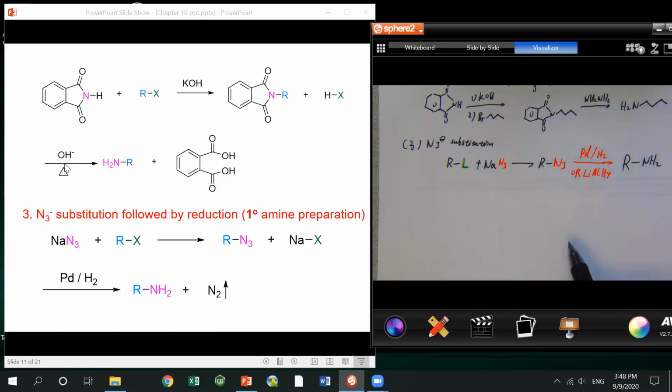Actually, I'm doing this reaction these two days, and it's good, giving a nice yield. Also, the advantage of this reaction is that once it's done, the other byproduct is nitrogen gas, and it's gone.